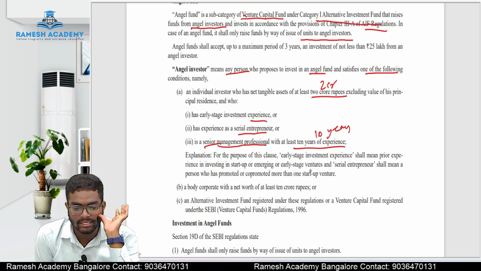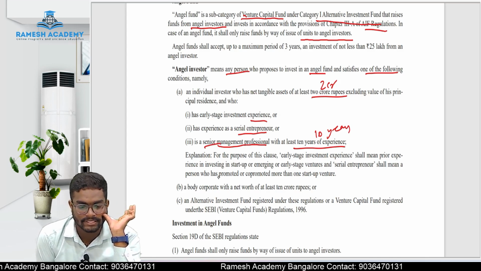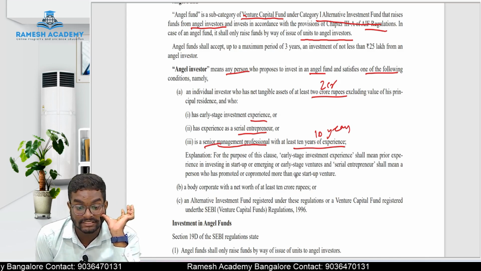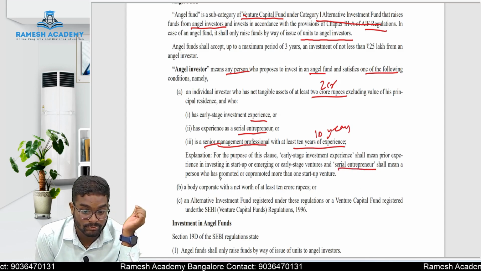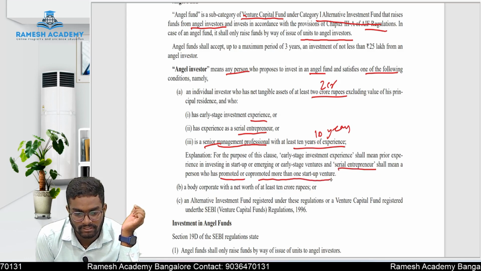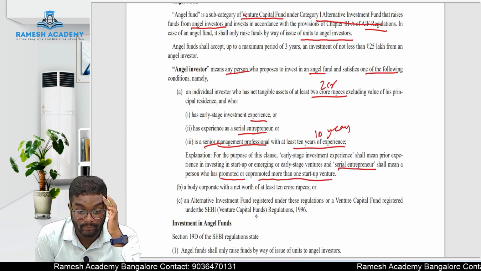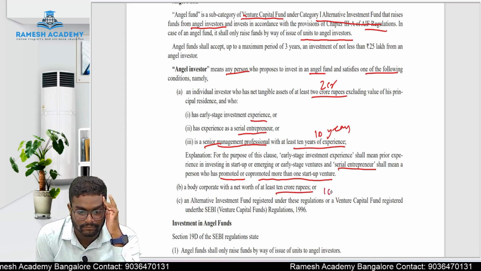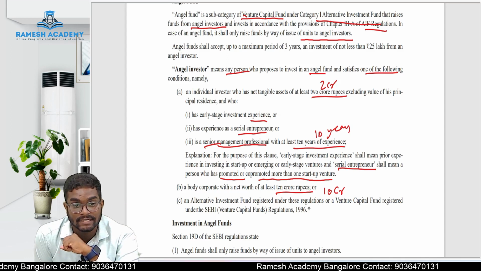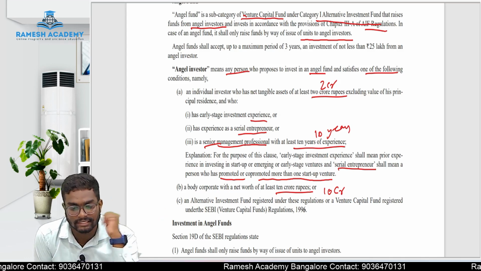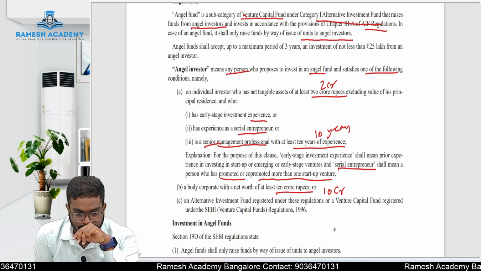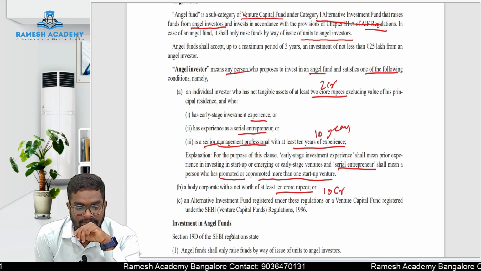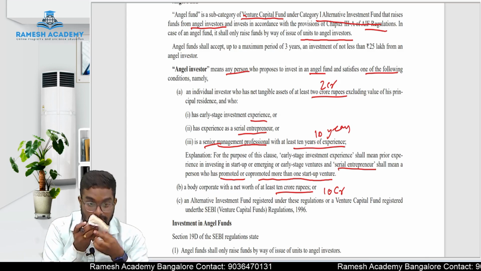For this purpose, early stage investment experience shall mean prior experience in investing in startup or emerging or early stage ventures, or serial entrepreneur, which shall mean a person who has promoted or co-promoted more than one startup venture. You should have promoted one startup, and it can be a body corporate which has at least 10 CR net worth. If it is a body corporate, 10 CR. If it is an individual, 2 CR excluding his residence. Or an alternate investment fund registered under these regulations or a venture capital fund registered under the SEBI Venture Capital Fund Regulations 1996.